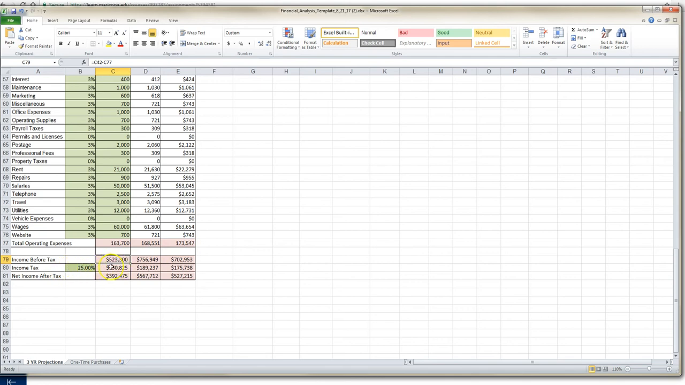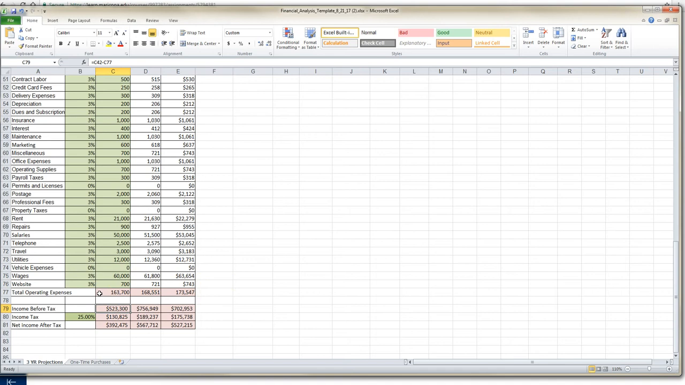This particular spreadsheet uses a 25% income tax rate. If you want to change that to 20% or whatever the current corporate tax rate is, or if you're using your personal income tax rate, for example, if you have an LLC, your income would be taxed at whatever your personal income tax rate is. You can change that value as well. After calculating the income tax, it then subtracts the income tax from the income before tax to give you the net income after tax.